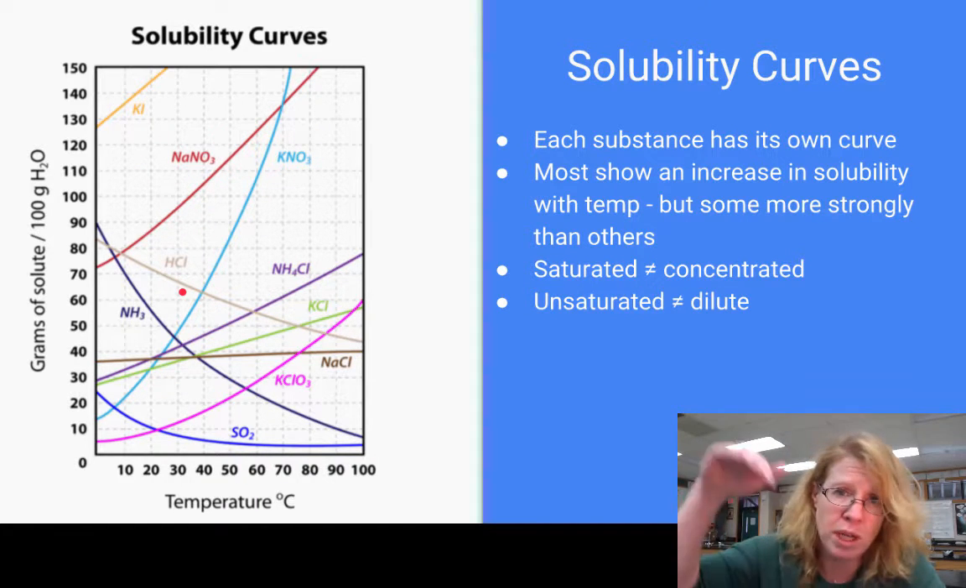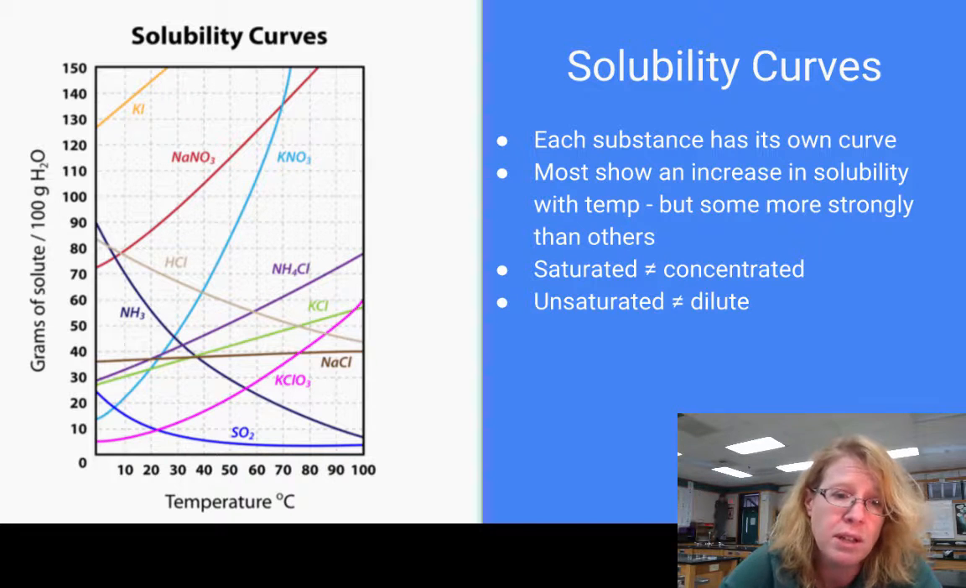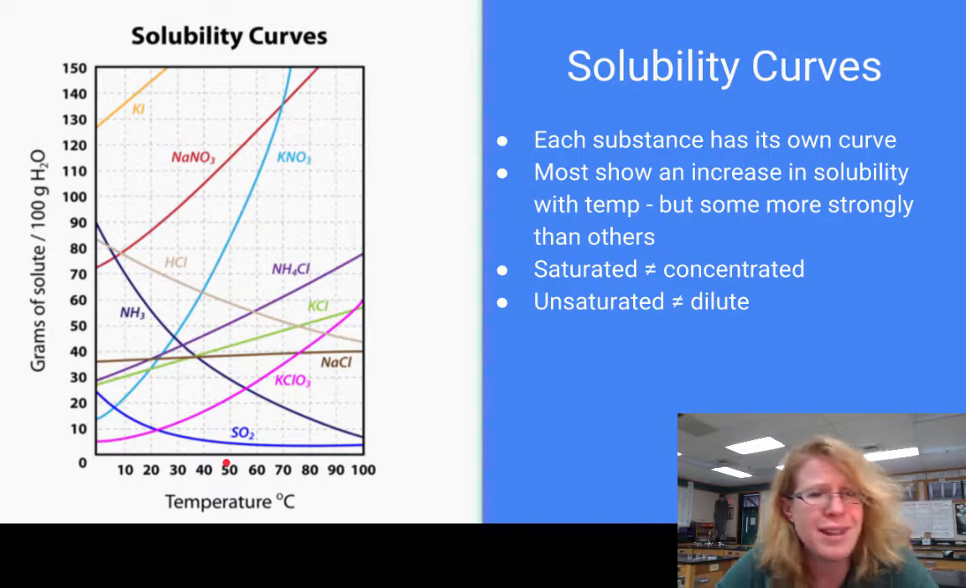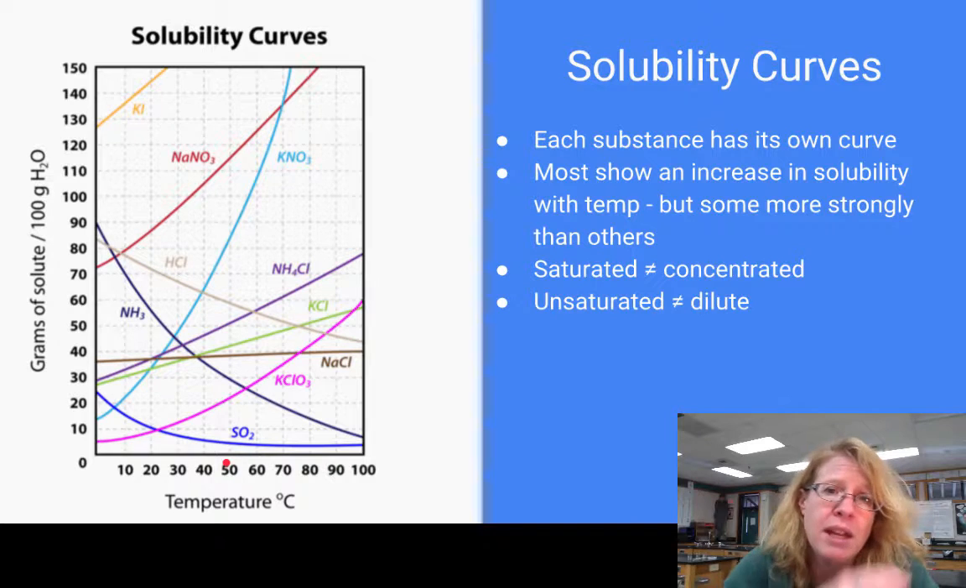Most of them do show an increase, right, as you go from left to right in temperature. As temperature increases, solubility increases. There's a few exceptions. Gases like ammonia and SO2, sulfur dioxide, actually decrease. That's kind of a little weird thing. But for the most part, if you remember the pattern that increasing temperature means increasing solubility, you've got the right idea for most things.